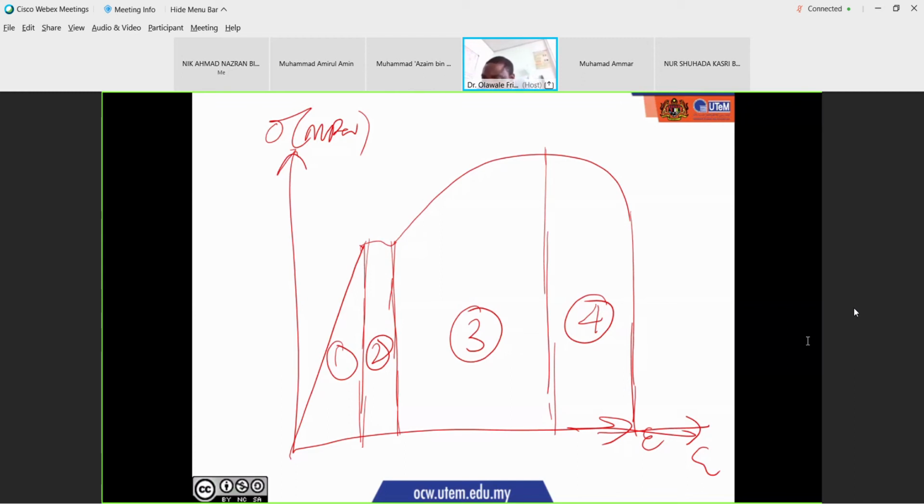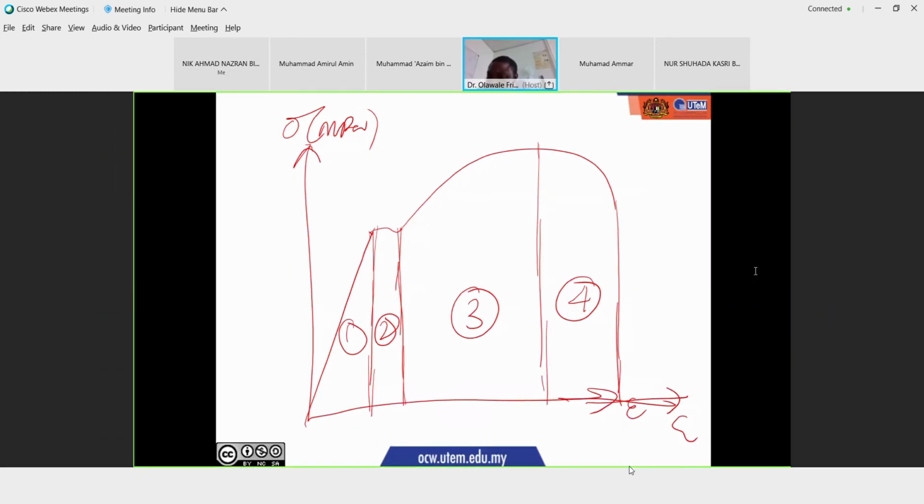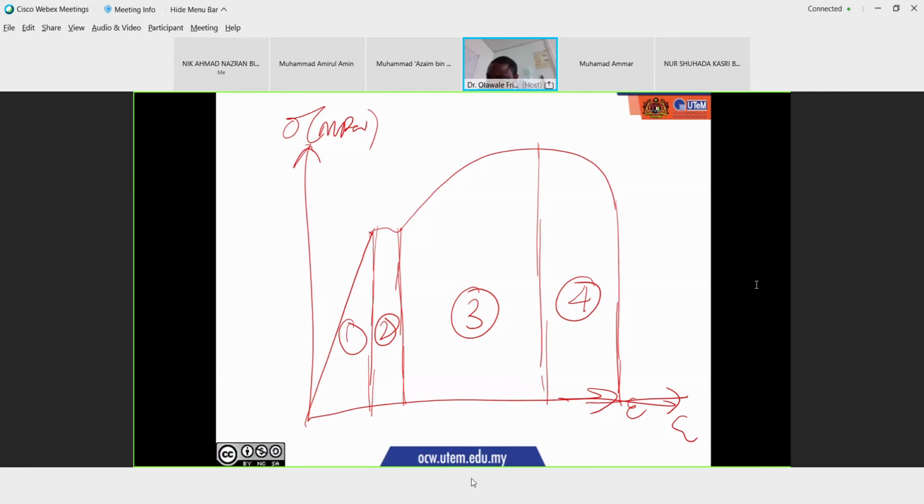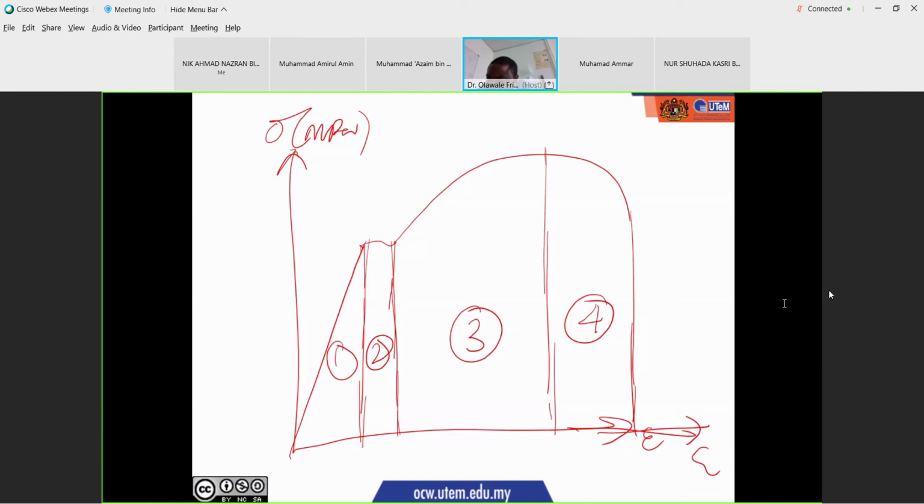Proportional limit. Elastic limit. Thank you. Someone is repeating proportional limit. Okay, yield stress. Who is typing yielding? Yielding is not a point. Yielding is a region. At the 5 point, at the 4 region. Five points: proportional limit, elastic limit, yield stress, yes. Again, yield stress. Fracture stress, okay. Ultimate stress, thank you.